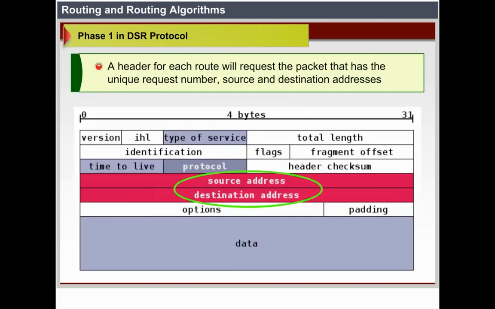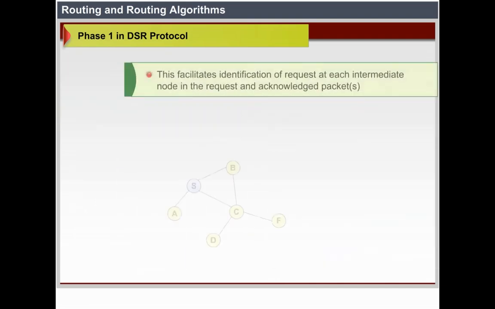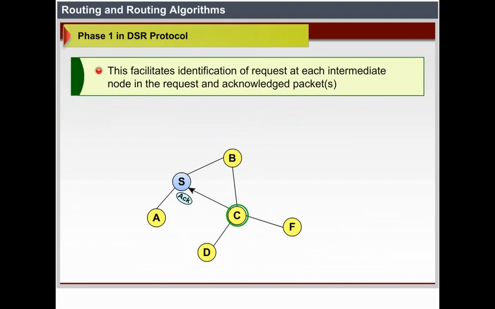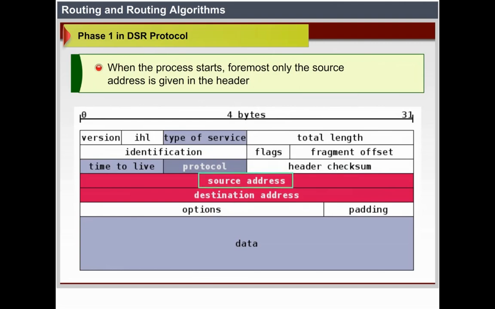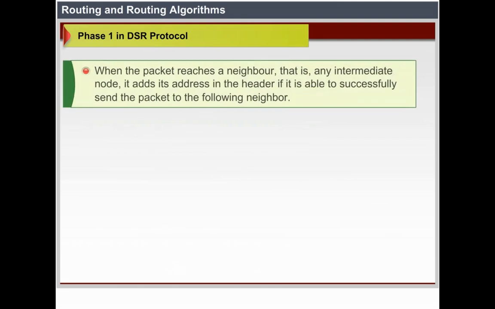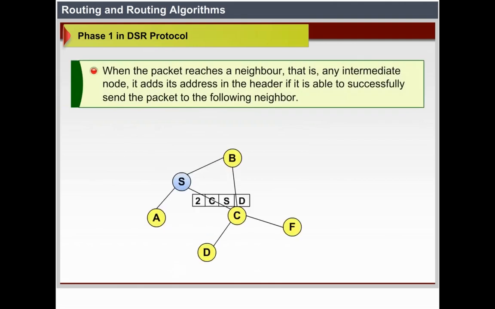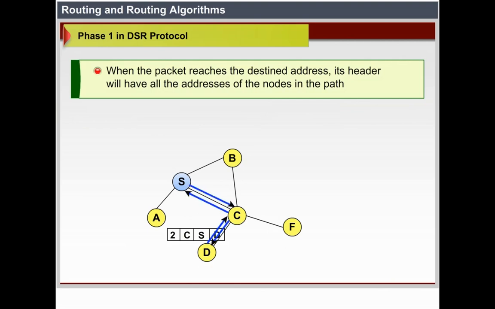A header for each route request packet has the unique request number and source and destination addresses. This enables identification of request at each intermediate node in the request and acknowledgement packets. When the process starts, initially only the source address is given in the header. When the packet reaches a neighbor, that is, any intermediate node, the node adds its own address in the header if it is able to successfully send the packet to its next neighbor. When the packet reaches the destined address, its header therefore has all addresses of the nodes in the path.